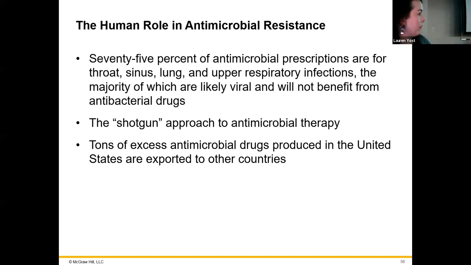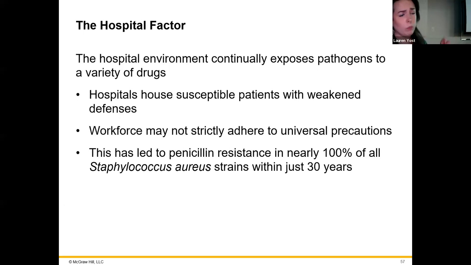Shotgun approach to antimicrobial therapy: just throwing antibiotics at something because it might work. And a lot of the time, antibiotics from the U.S. are going to be exported where they're not being used properly. And we see more resistance developing in other countries. And then it gets brought back by those folks and brings the resistance back here. Okay, so there's a lot of our roles in that. Hospitals, of course, play a role. Not necessarily the healthcare workers, of course, a little bit. If we're lax in our universal precautions, as it says, washing our hands and stuff like that, we're likely to spread a resistant pathogen to somebody else. Or spread a pathogen to somebody who is weakened and is not going to be able to handle certain antibiotics.